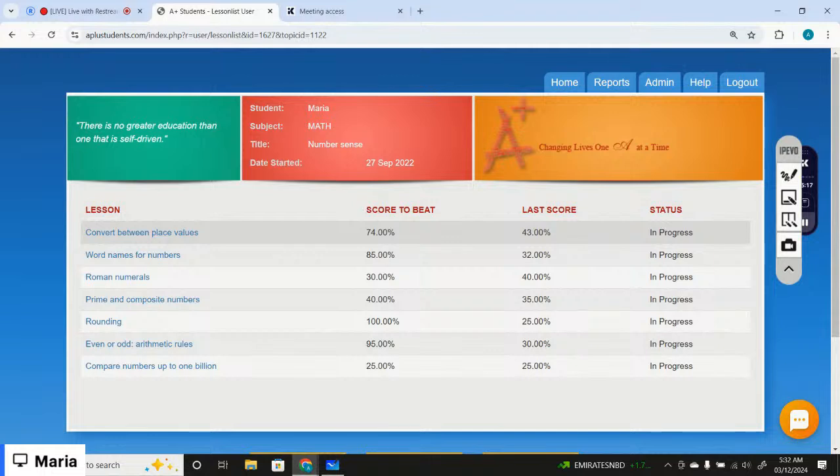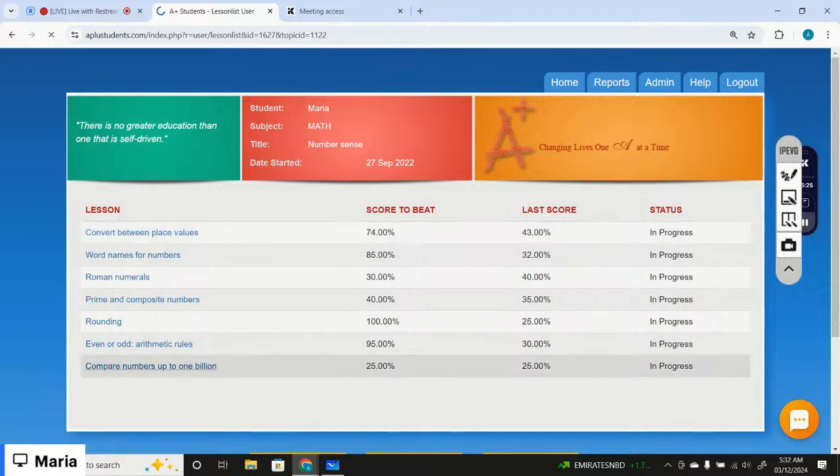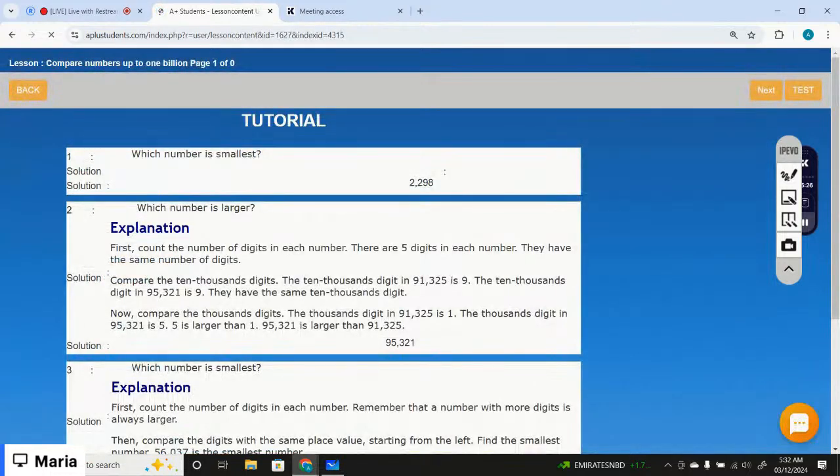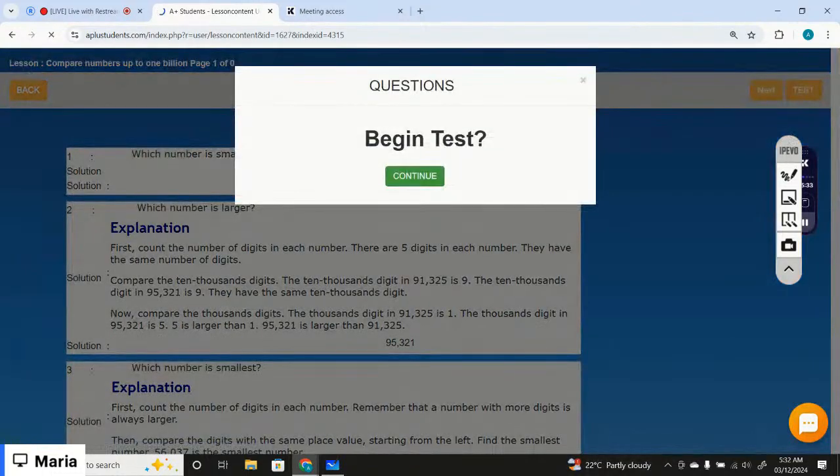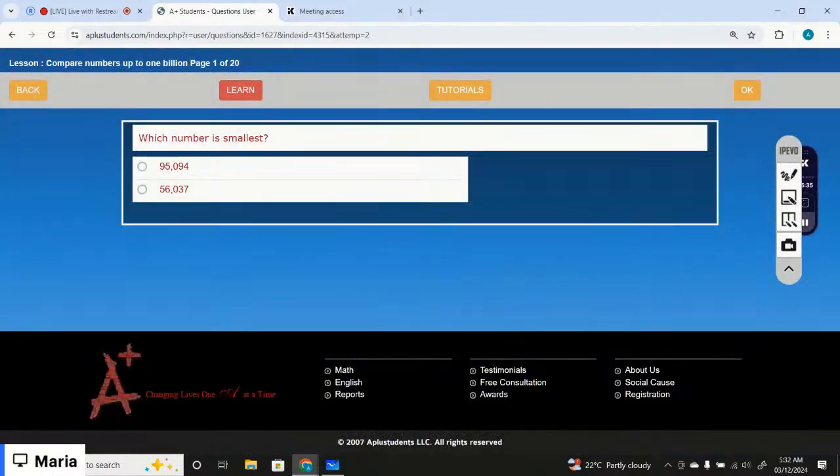That is comparing numbers up to 1 billion. Let's just start with the next lesson. Let's start with the test questions. We're going to learn how to compare numbers. Which number is smallest, 95,094 or 56,037? Which is the correct option?